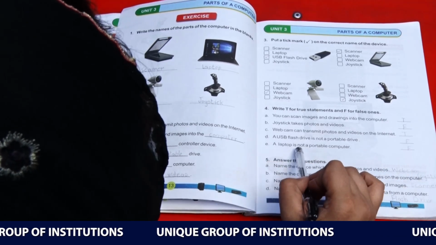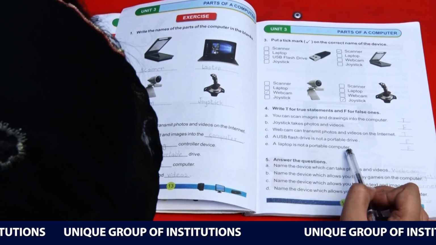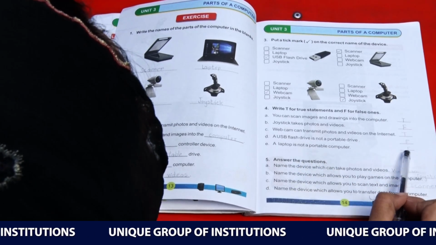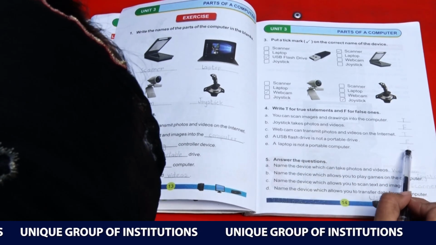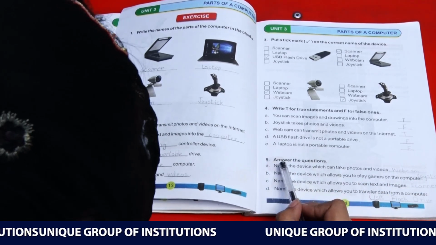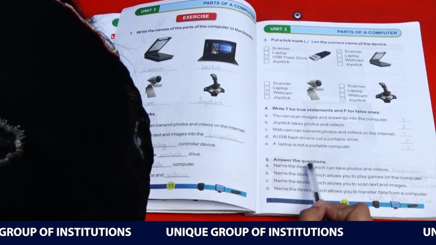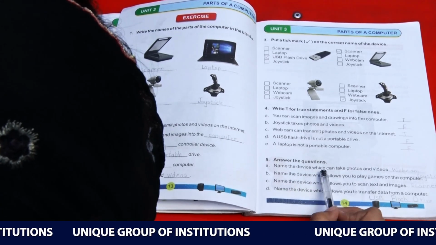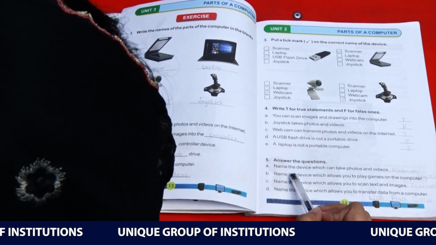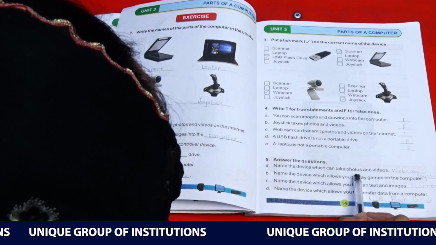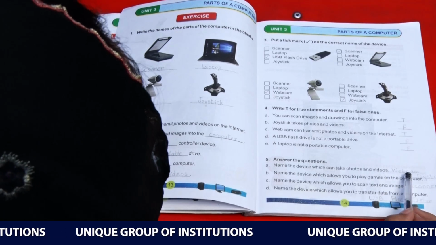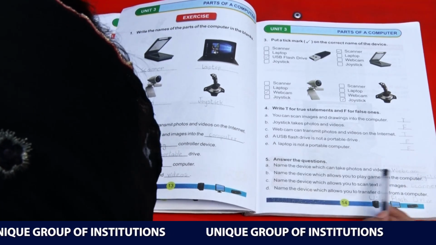Part E. A laptop is not a portable computer. We all know that laptop is a portable computer. So, this statement is also false. So, you will write F here for false. Then come to question number 5. Answer the questions. Part A. Name the device which can take photos and videos. We all know that only one device is used to take photos and videos, that is webcam. You will write WEBCAM, webcam.